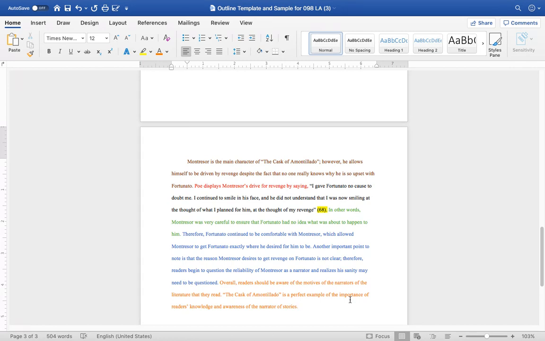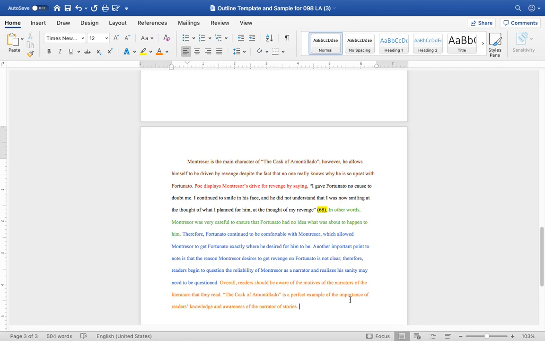It says Montresor is the main character of the Cask of Amontillado. However, he allows himself to be driven by revenge despite the fact that no one really knows why he is so upset with Fortunato. Poe displays Montresor's drive for revenge by saying, I gave Fortunato no cause to doubt me. I continued to smile in his face, and he did not understand that I was now smiling at the thought of what I planned for him, at the thought of my revenge. In other words, Montresor was very careful to ensure that Fortunato had no idea what was about to happen to him. Therefore, Fortunato continued to be comfortable with Montresor, which allowed Montresor to get Fortunato exactly where he desired for him to be.